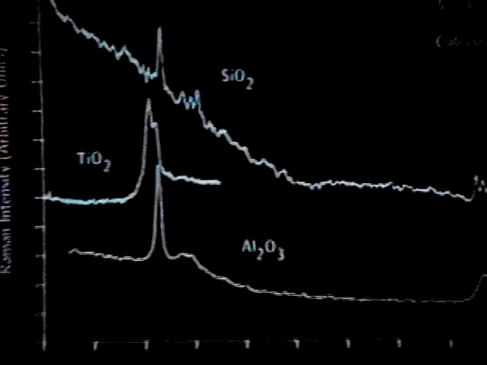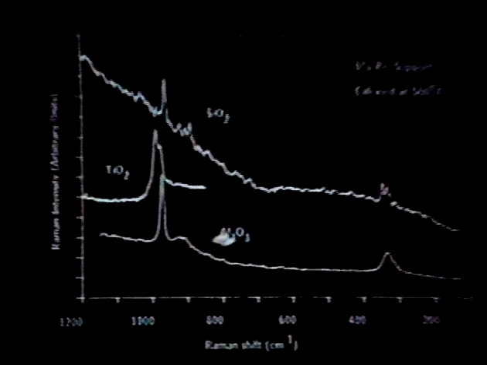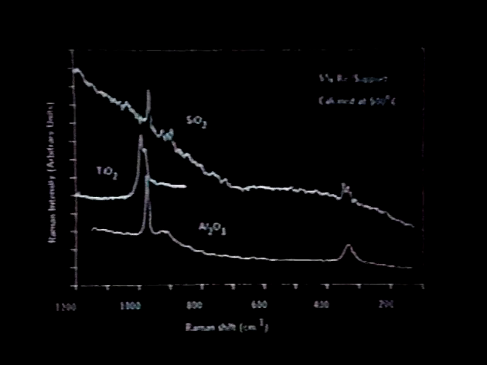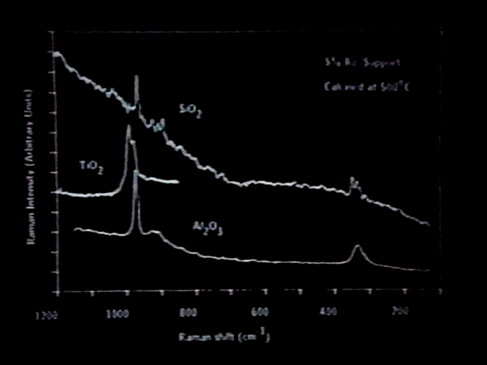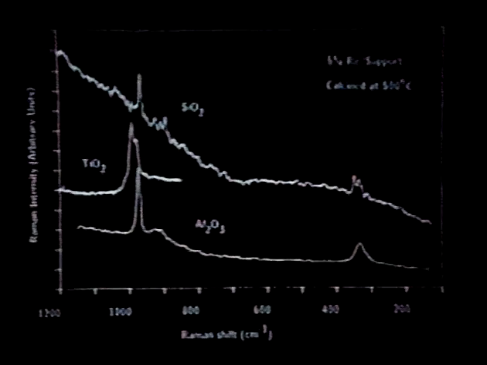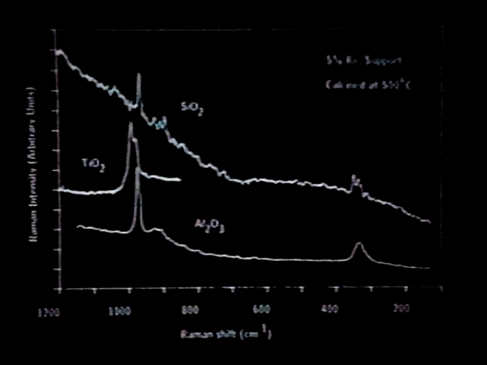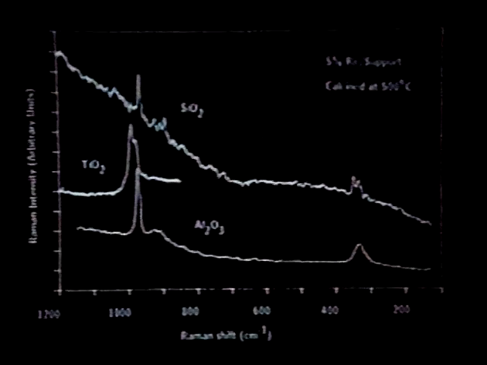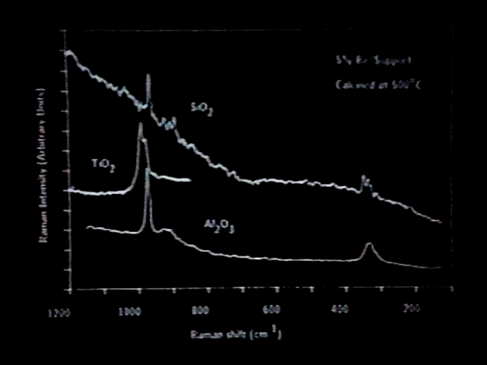Here, for example, rhenium oxide, 5% rhenium, calcined at 500 on this support. I should also tell you that the aluminum is 180 meters squared per gram, titanium is 55 meters squared per gram, and silica is still 300 meters squared per gram. And you can tell the structure also. Raman also gives us the structure of these metal oxides by comparing it to a model compound.